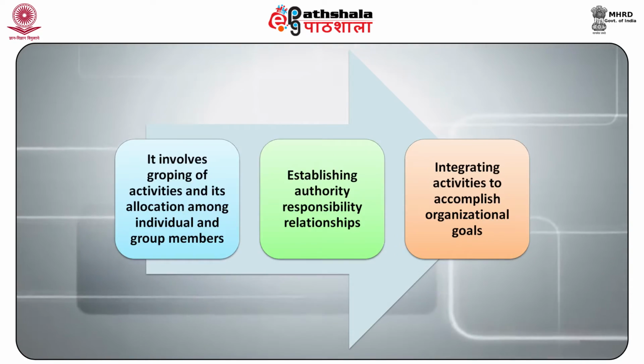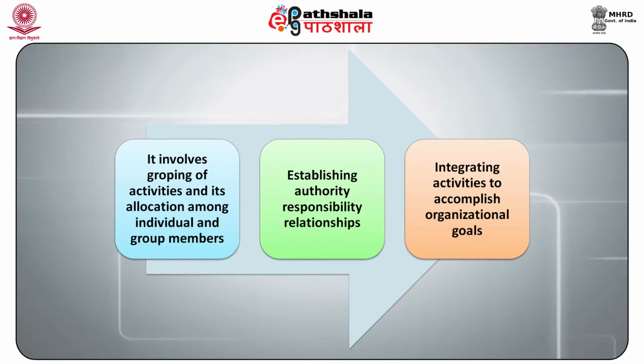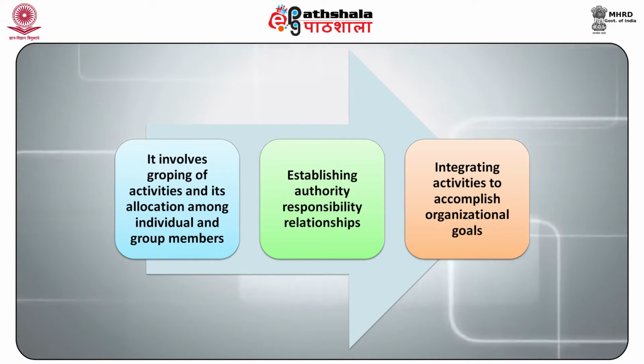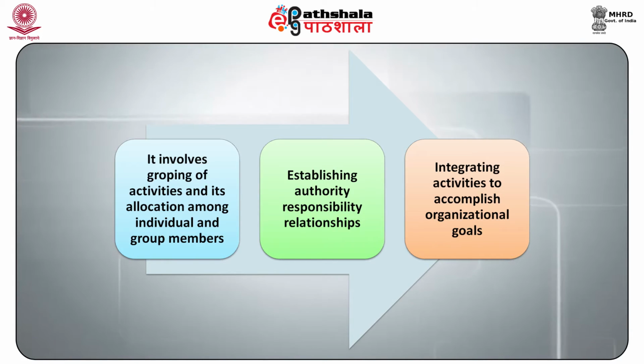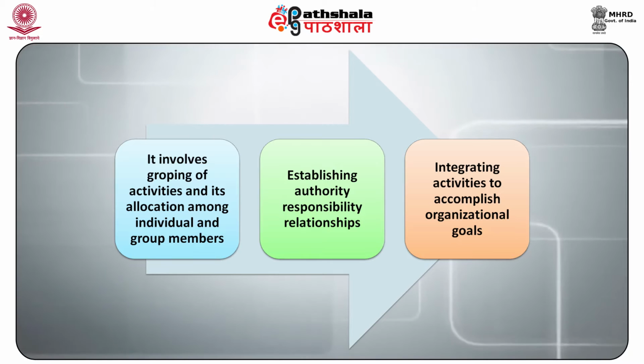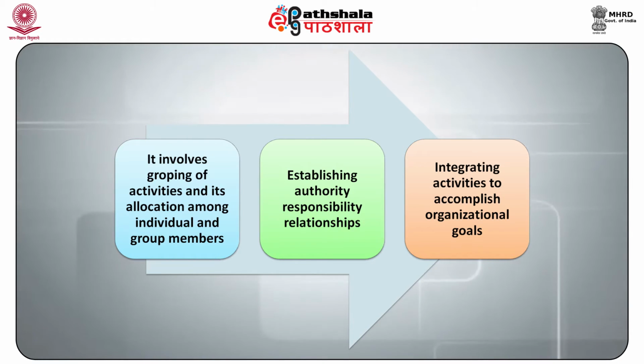Next, organizing. Designing and developing an appropriate structure for the people to work and accomplish goals is organizing. A. It provides grouping of activities and its allocation among individuals and group members. B. Establishing authority-responsibility relationships. C. Integrating activities to accomplish organizational goals. If organization structure is defined properly, then it is clear who is responsible to whom and everyone has defined authorities. Then it is easier to achieve organizational goals.